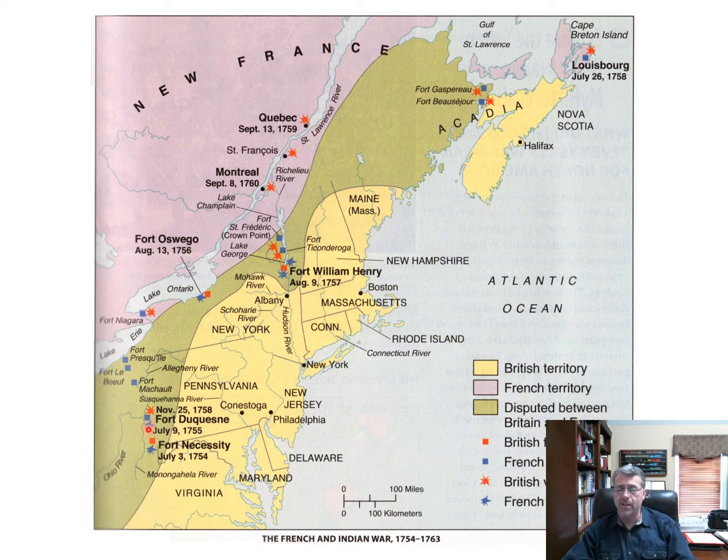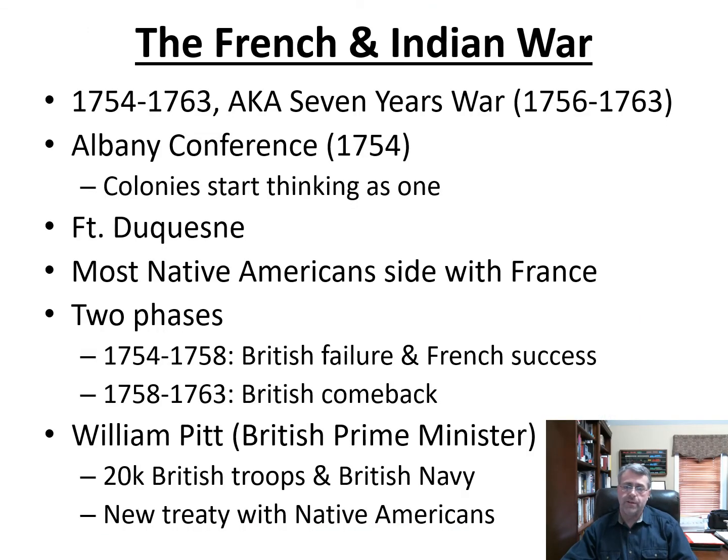So both sides, both the English and the French, are going to want to control this territory. So no big surprise that a lot of the fighting takes place in this region. All right, the French and Indian War. This is kind of the climax of this series of wars for empire. This is the fourth and final war fought between England and France for control of North America.